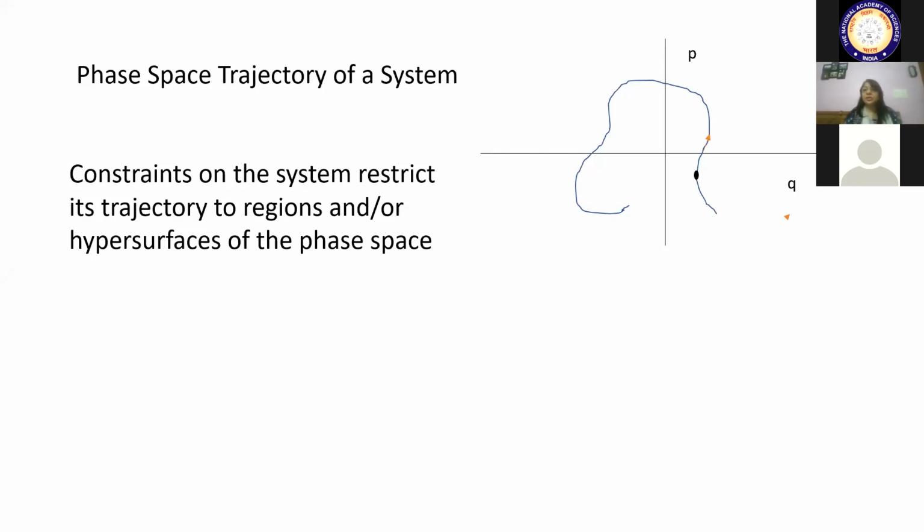What are constraints on the system? They can be anything. Keep the number of particles constant. Keep the energy constant. Additionally, keep the energy constant, but obey this particular condition. So whatever conditions you impose on a system, they reduce the degrees of freedom of the system.